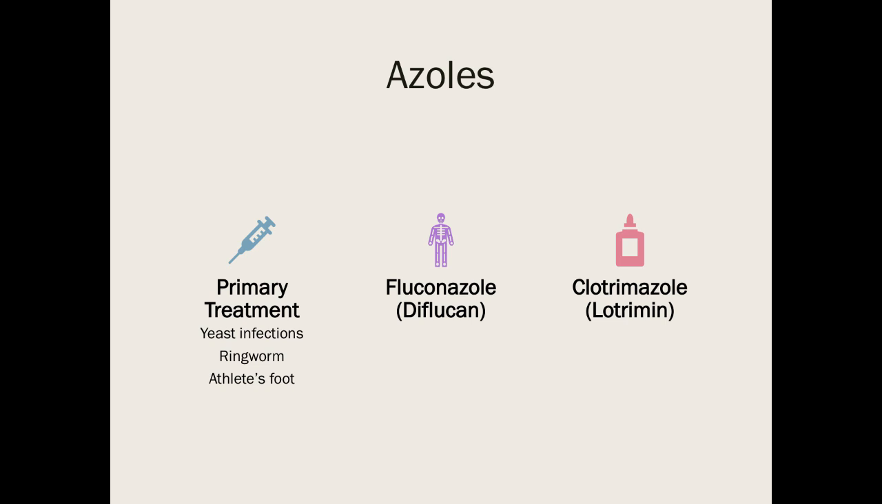Then we come to your azoles, and we call them azoles because they end in azole. Diflucan and Lotrimin are very common azoles that are given, and they're given very commonly because they're given for very common fungal infections like yeast infections, like ringworm, like athlete's foot. So if you have just a simple dermal fungal infection, you're probably getting one of these azoles. They'll start you on Lotrimin, they'll start you on Diflucan. So if you see one of your patients on this, it's for a pretty common, pretty simple fungal infection.